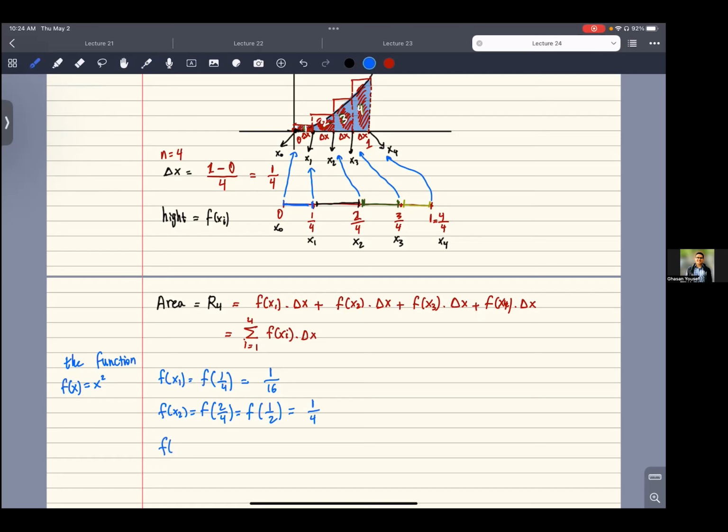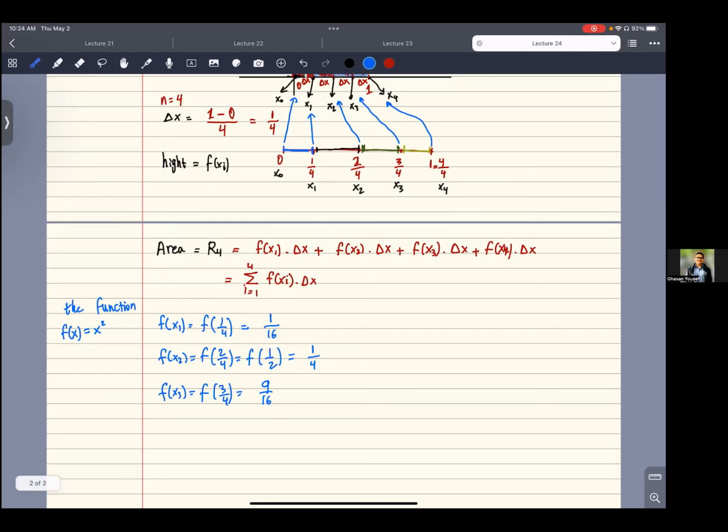Now with the same thing for f of x3, which is f of 3/4, the same as 9/16. And the last point is f of x4, which is f of 4/4, the same as f of 1, and 1 squared is 1. Okay, plug the values inside the function. What do you get?